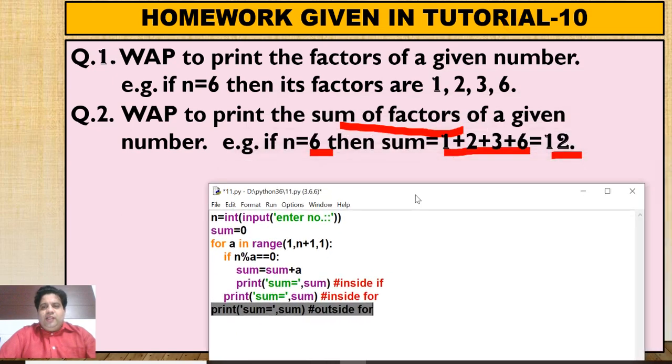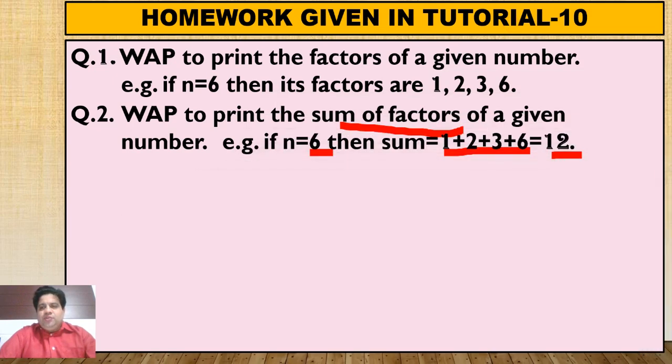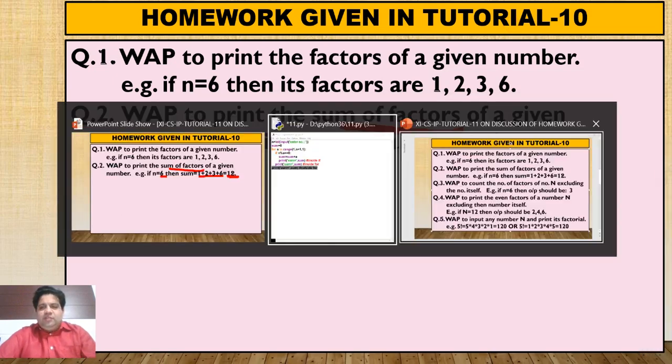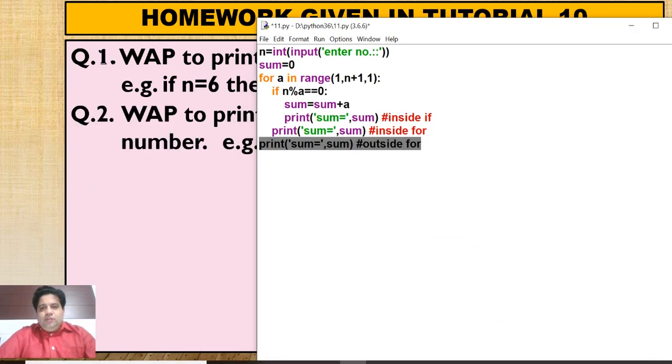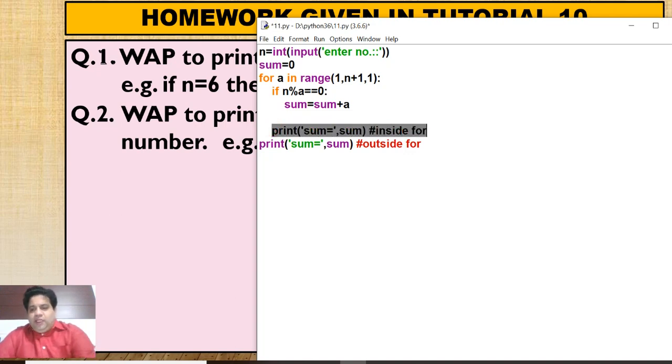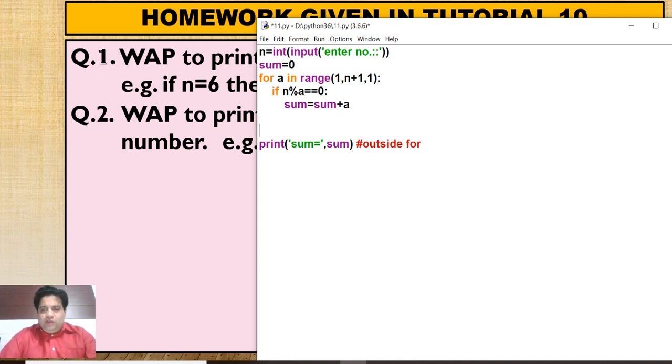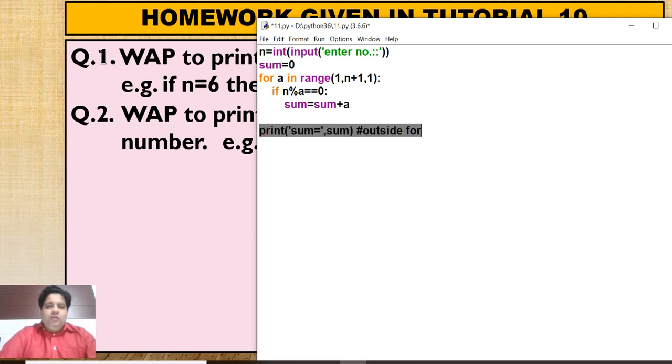Now here you are finding the sum. How many sums are you getting? Only one sum you are getting. It means you will not write print just after sum equal to sum plus a. Neither will you write it inside the if. You will write it outside the for loop. And always leave one line blank so that it is easier to understand that this print is outside the for loop. Now run the program.